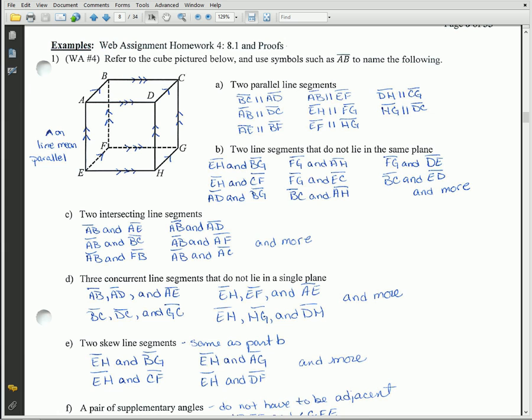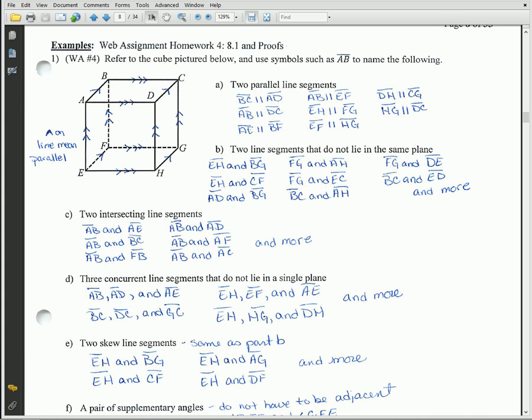So if you look down at part E, it says 2 skew line segments. AE does not lie in the same plane as FG. 2 intersecting line segments, AB, AE. They intersect at the point A. 3 concurrent line segments, that means 3 line segments that intersect at one point, AB, AE, AD.